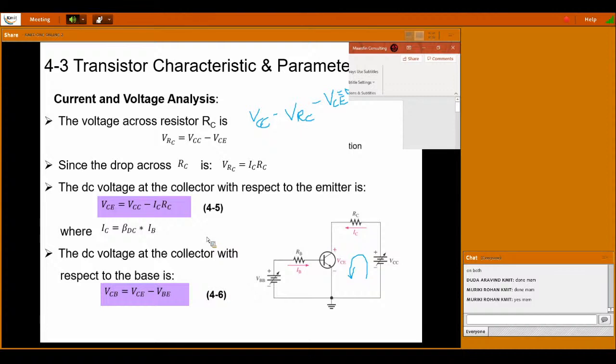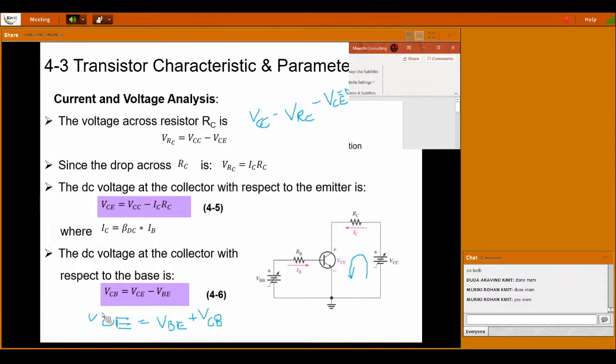So that is finding the base current and collector current in a common emitter configuration. Next, the DC voltage at the collector with respect to the base: the collector to emitter voltage is the sum of the collector to base voltage plus the base to emitter voltage. Now, to find the collector to base voltage, I have to take VCE minus VBE. After applying KVL between the input and output terminals, VCE is the base to emitter voltage plus the collector to base voltage, so to find VCB you subtract VBE from VCE.